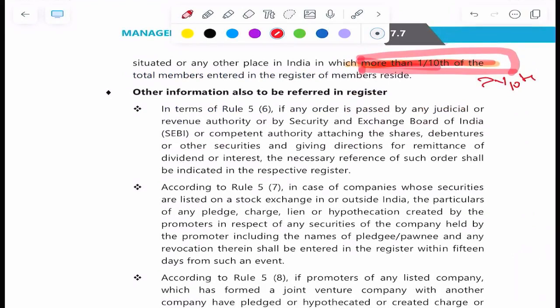Other information may also be referred to in the register. In terms of Rule 5.6, if any order is passed by any judicial or revenue authority or by Securities and Exchange Board of India or competent authority attaching the shares, debentures, or other securities and giving direction for remittance of dividend or interest, the necessary reference of such order shall be indicated in the respective register.